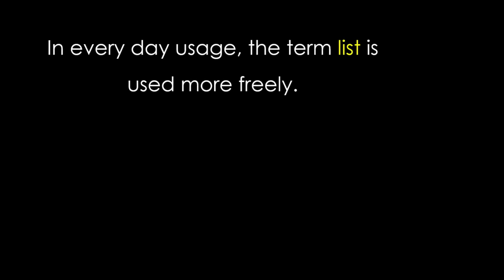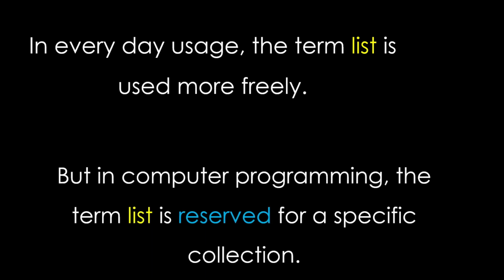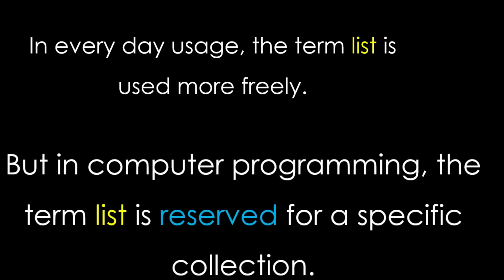In many day-to-day affairs, we often use the term list. We say, I have a list of things to do, or I have a list of friends to invite, and so many things like this. But in computer programming, the usage of the term list is reserved for specific cases. Let's understand more about it through an exciting example.